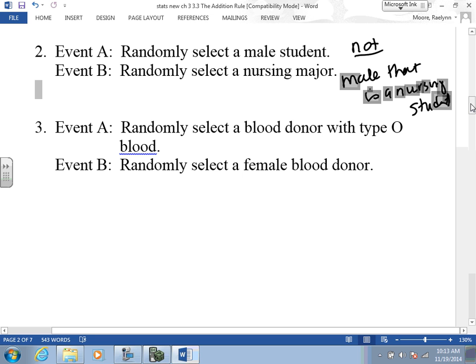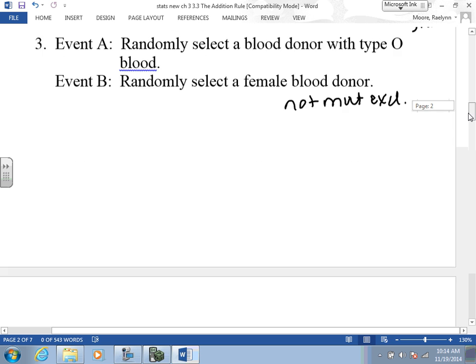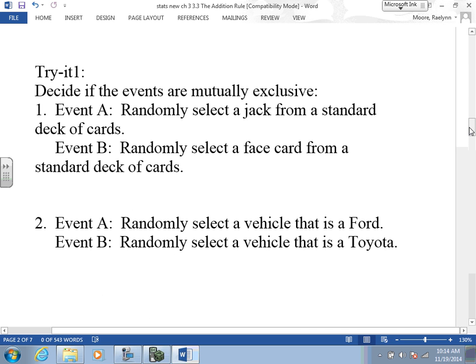Okay. You randomly select a blood donor with type O blood. And event B, from the same group, you randomly select a female blood donor. Are they mutually exclusive? No. No, because I can get a female who has blood type O, right? So these are not mutually exclusive. Okay, so that's important that we can figure out if they're mutually exclusive or not. Take a minute and decide these. Just read them and decide them.